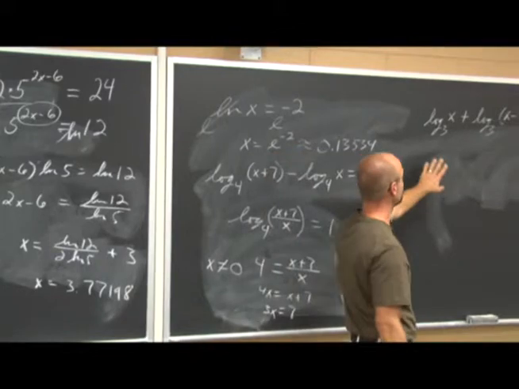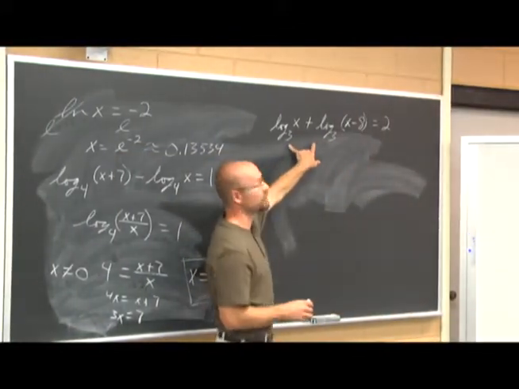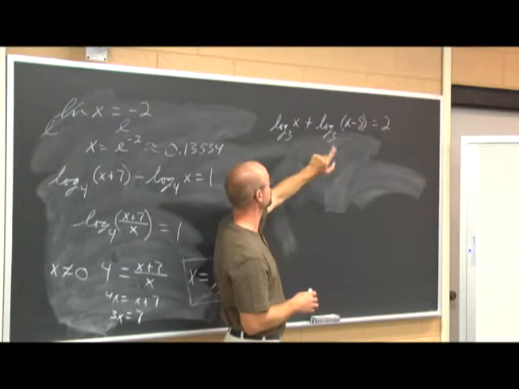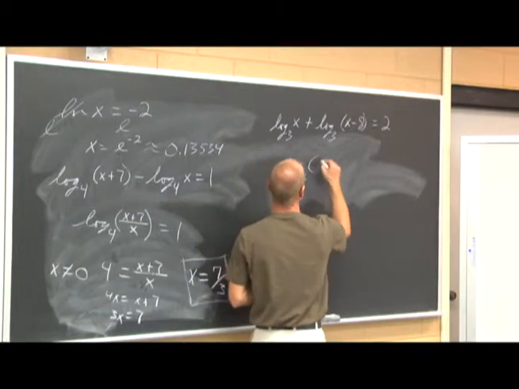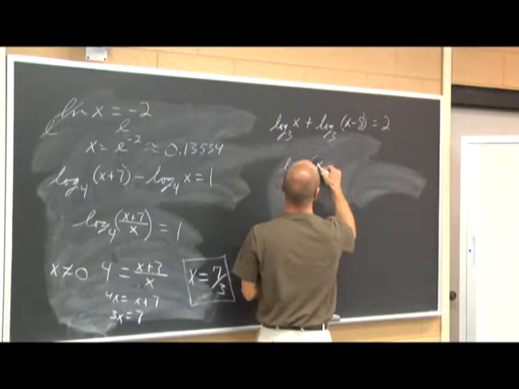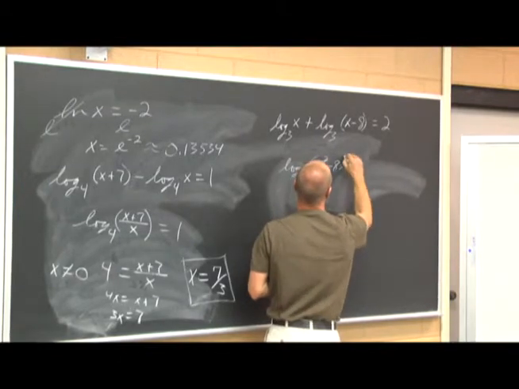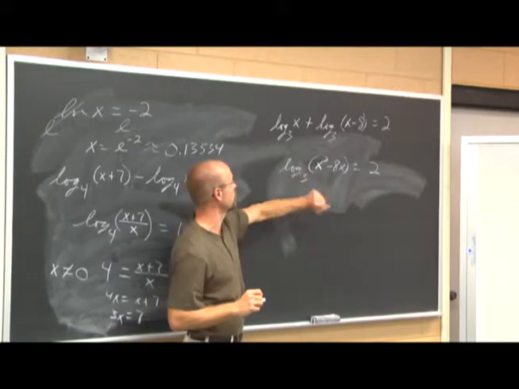All right, let's look at this example here. Now here we have two logs base 3, so we want to combine them. Since it's addition, I can just multiply them. Log base 3 of x times this quantity. I'm going to distribute it. So now I have a single logarithm.